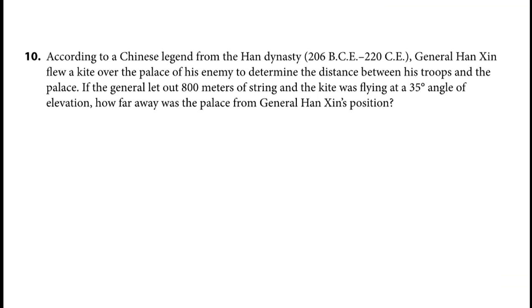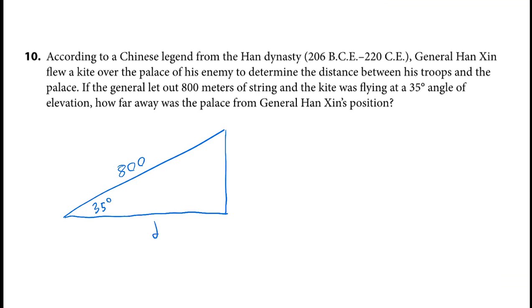I'm assuming he got some sort of weapon to shoot that far. So the general let out 800 meters of string. So here's 800. And the kite was flying at a 35-degree angle. Then how far away was the palace? So what was the distance there?